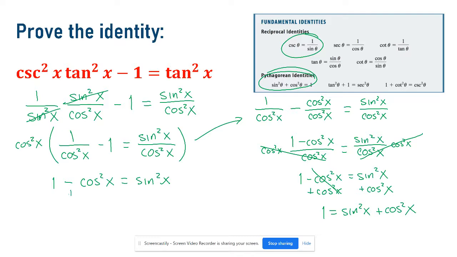So I'm going to go ahead and do the same thing I did before. Add this cosine squared of x, and I'm going to get 1 is equal to sine squared of x plus cosine squared of x. So again, I get that Pythagorean identity, which verifies that this is correct.